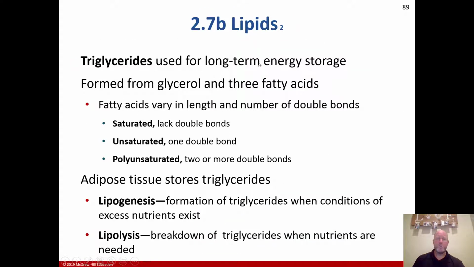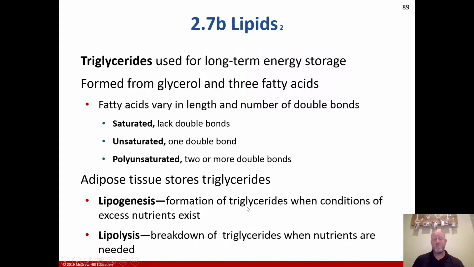Triglycerides are used for long-term energy storage. They're formed from glycerol and 3 fatty acids. Those fatty acids vary in length and the number of double bonds. Saturated lacks double bonds. Unsaturated has 1 double bond, and polyunsaturated has 2 or more double bonds. Saturated tends to be rigid and flat in structure, whereas unsaturated has a kink structure, and in that kink structure they are typically liquid. Same with polyunsaturated. Adipose tissue stores triglycerides.